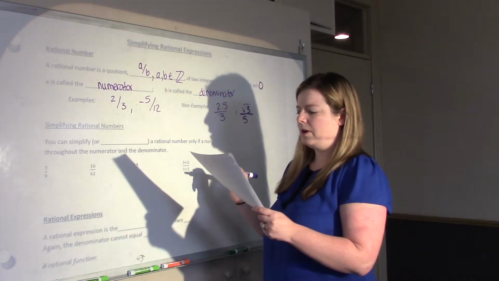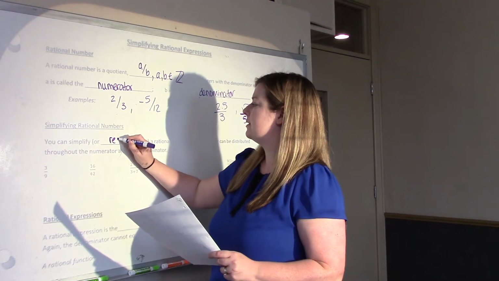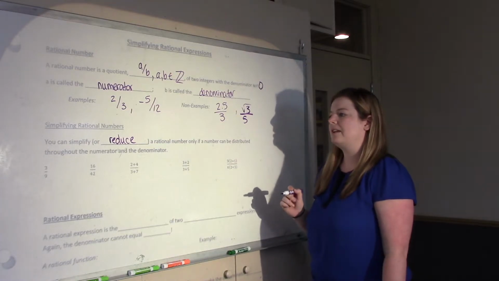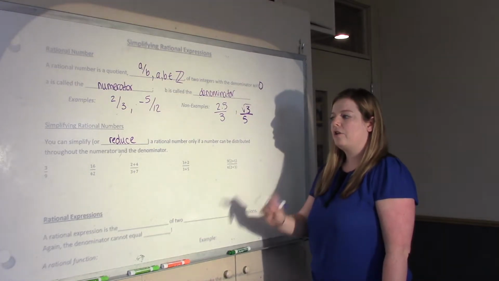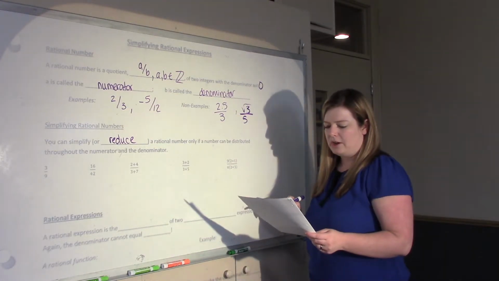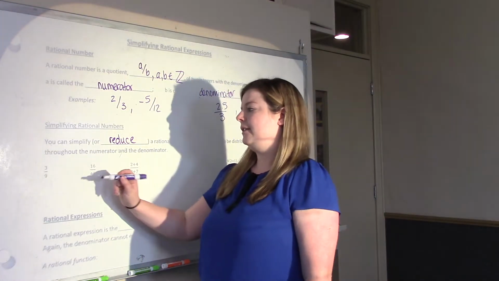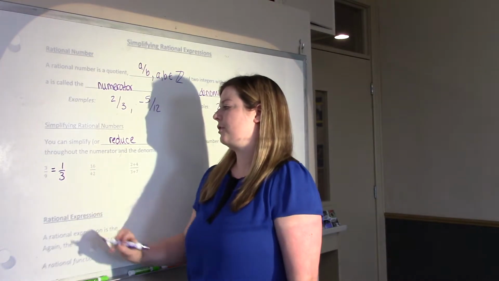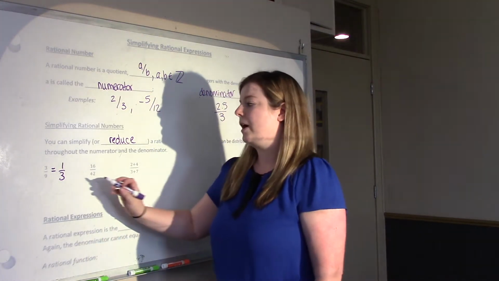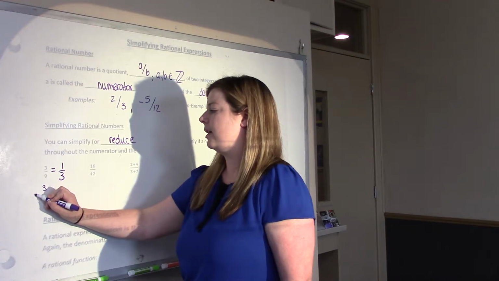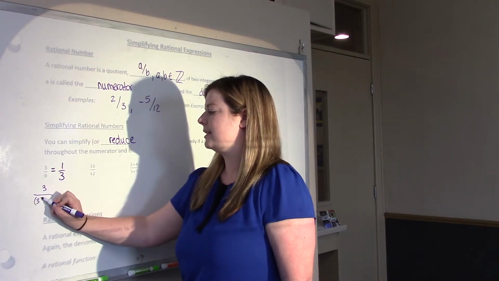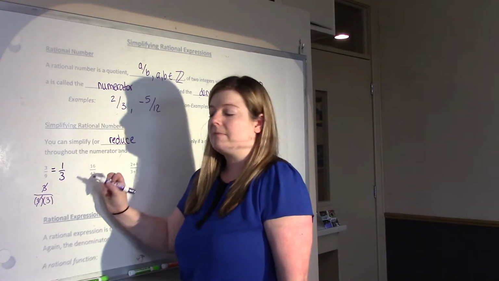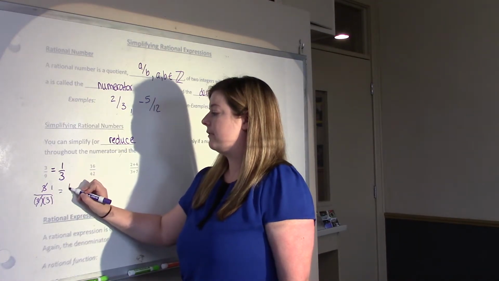So you can reduce a rational number only if a number can be distributed through the entire numerator and the denominator. So for instance, 3 over 9, we all know that this is actually just 1/3. But why is it 1/3? Well, because if we have a 3 on the top, 9 can be written as 3 times 3. So these cross out. 3 divided by 3 is just 1. So you're left with 1/3.